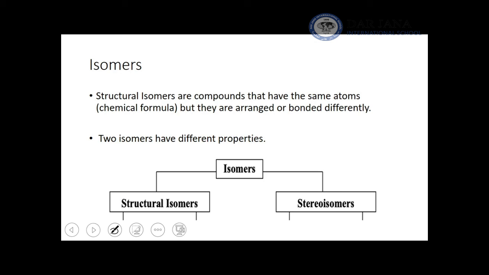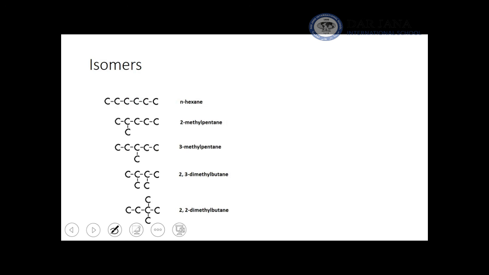Isomers. Actually, we have 2 types of isomers: structural isomers and stereoisomers. Structural isomers are compounds that have the same atoms, meaning the same chemical formula, but they are arranged or bonded differently. We are going to focus only on structural isomers. We are not going to talk in this lesson about stereoisomers. If you have 2 isomer molecules, they might have different properties. Let's see some examples of structural isomers.